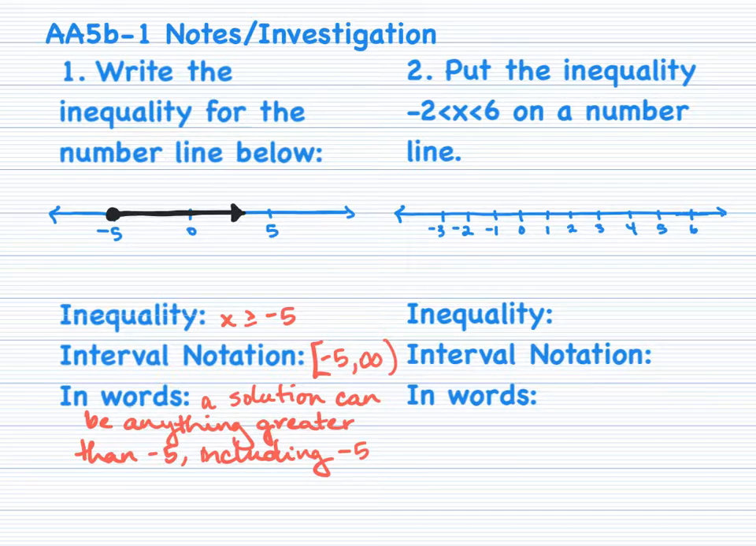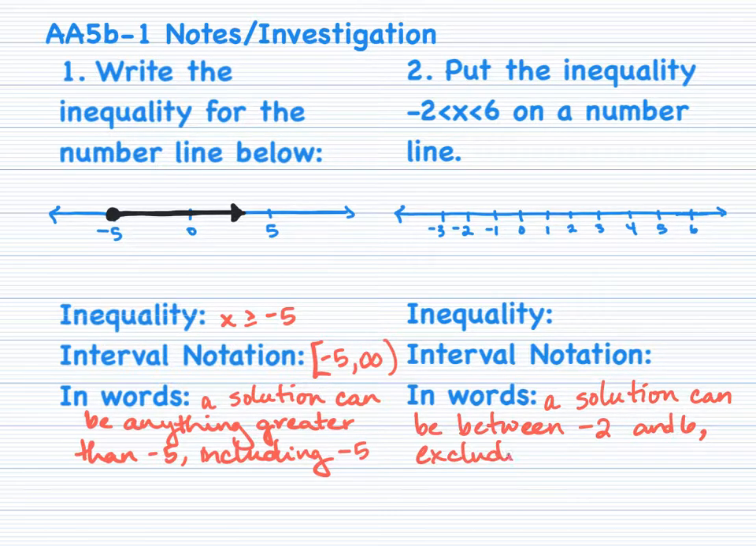On number 2, if we look at this inequality, -2 is less than x, which is less than 6. In words, the easy way to say that is a solution can be between -2 and 6. And that does not include, so excluding, -2 and 6. And the reason that we know that it's excluded is because these symbols right here don't have the line under them indicating the or equal to. So what that looks like on a number line is an open circle at -2 and an open circle at 6. That indicates those values are not included in our solution set. And then it's anything in between them.